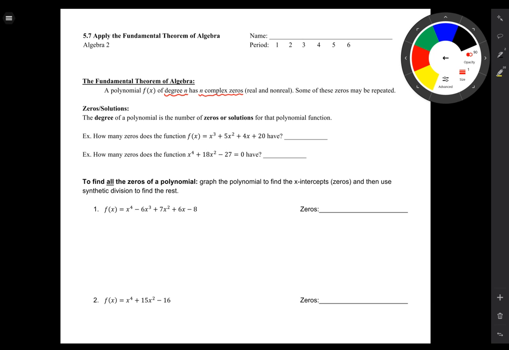The degree of a polynomial is the number of zeros or solutions for that polynomial function. And I've mentioned that before. I mentioned it the first time in section 5.5. So if you look at the degree of the polynomial, that will tell you how many total zeros there will be for that polynomial.